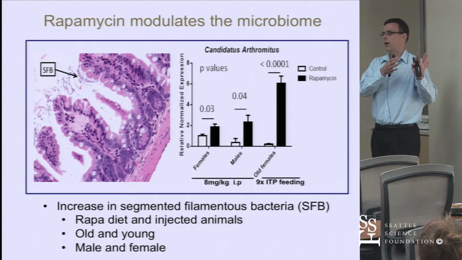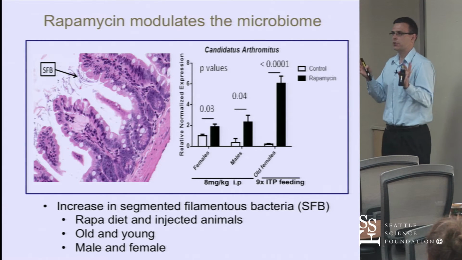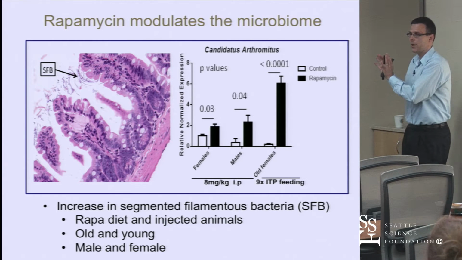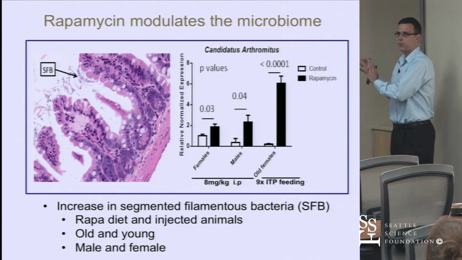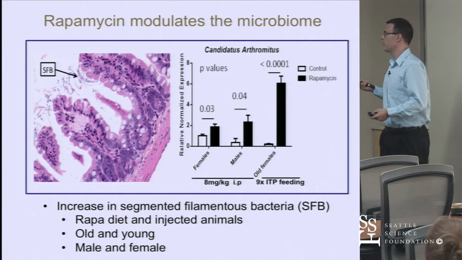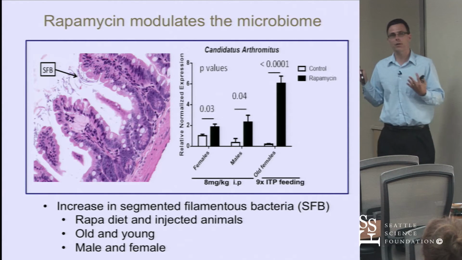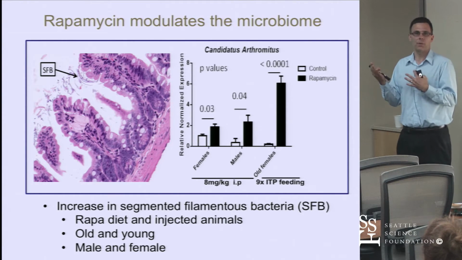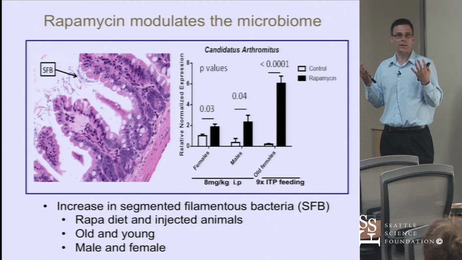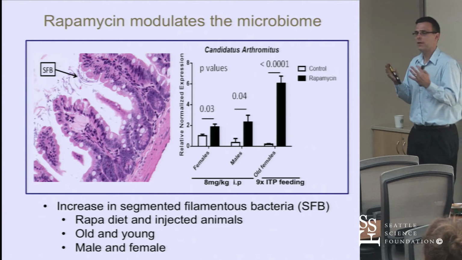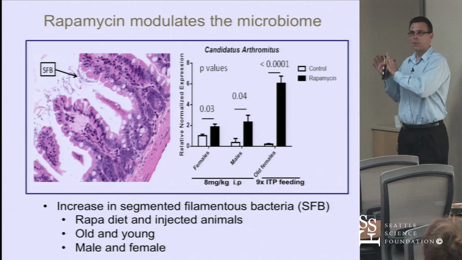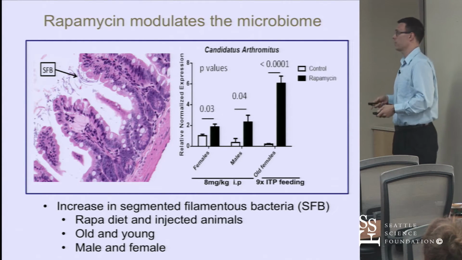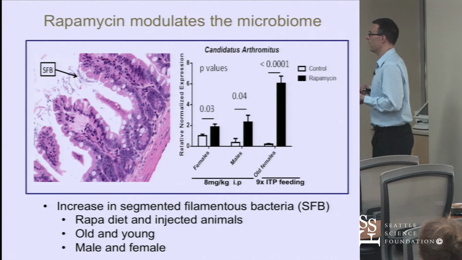So this is rock solid. We're absolutely sure that at least in C57 black 6 mice from the NIA aging rodent colony, rapamycin always leads to this dramatic increase in SFB. Why are SFB important? Well, there's a growing interest in the microbiome community of the role of SFB both in metabolic disease and in inflammation, and we know that rapamycin can impact both of those things. So we're wondering if these effects of rapamycin on the microbiome may contribute to some of its effects on inflammation and metabolism, and so we're actively studying that.